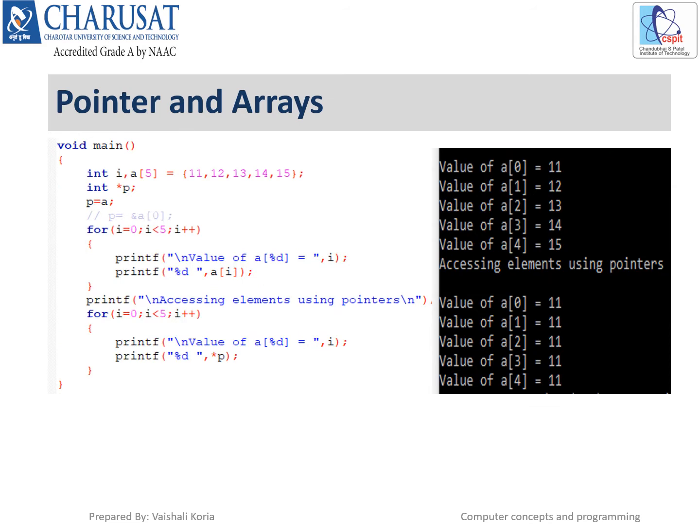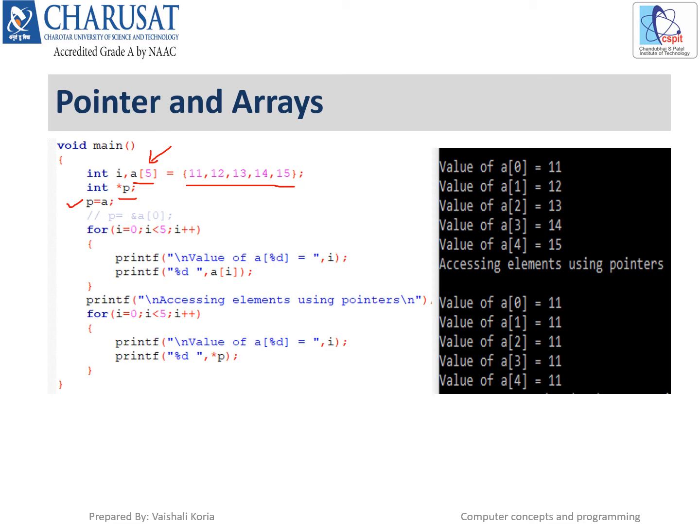Okay, so now we'll see how we can access the individual elements of the array using pointers. The same example has been taken here. We have taken one array of size 5, then we have initialized certain values to the array elements. Then one pointer has been declared, and then we are assigning the address of the first element of the array to the pointer variable. So now we can say that p is pointing to the array a.